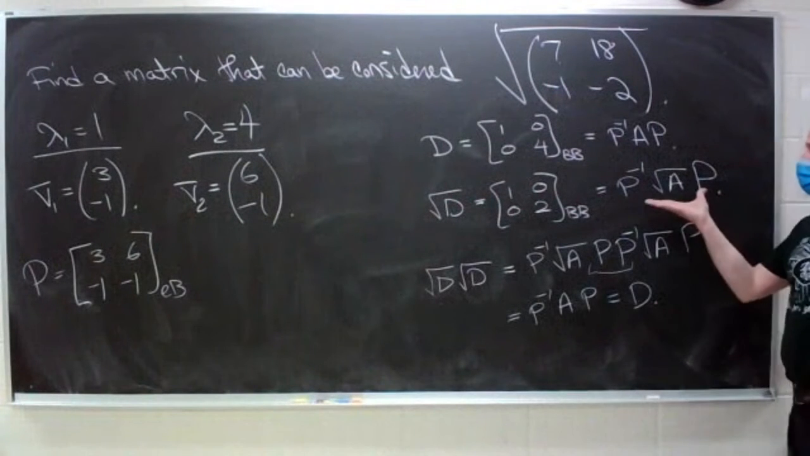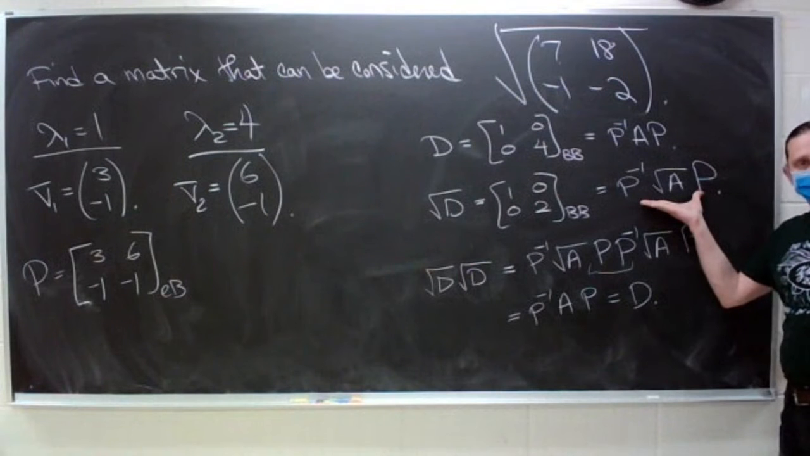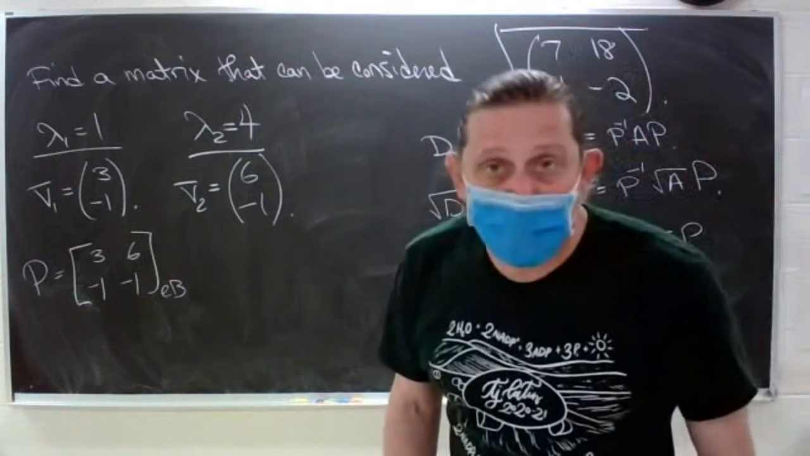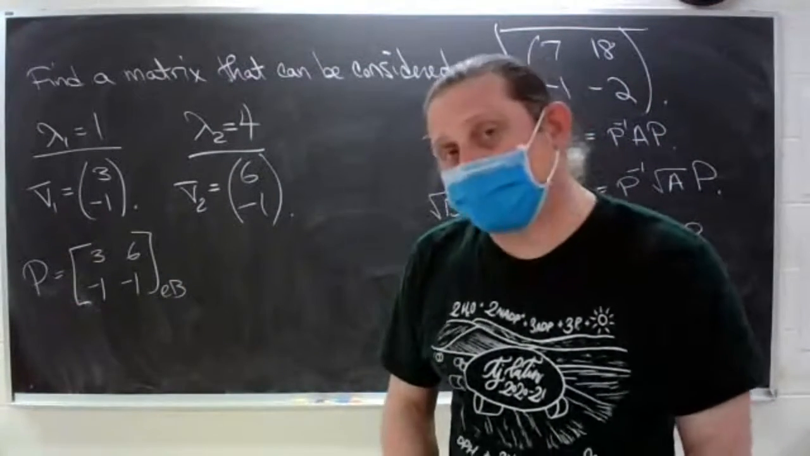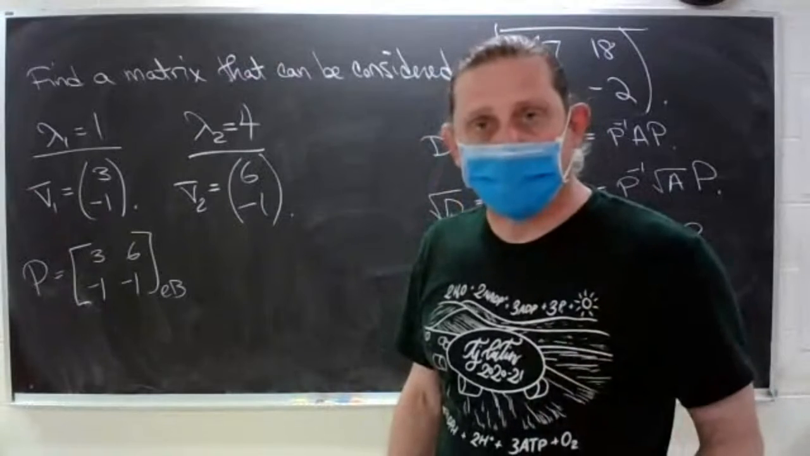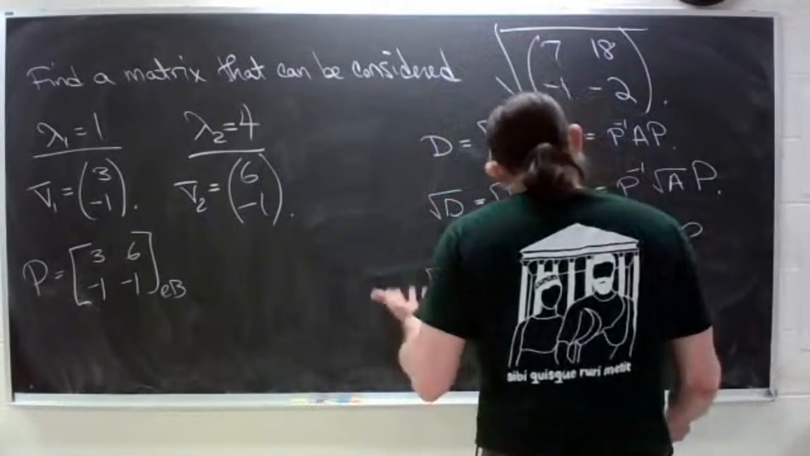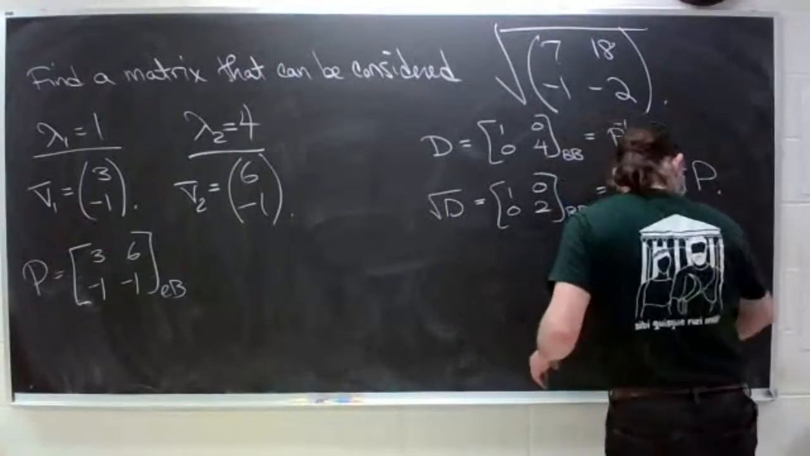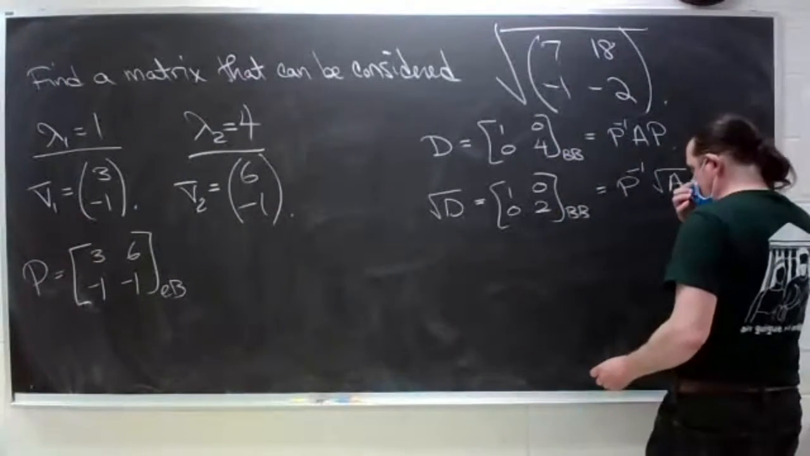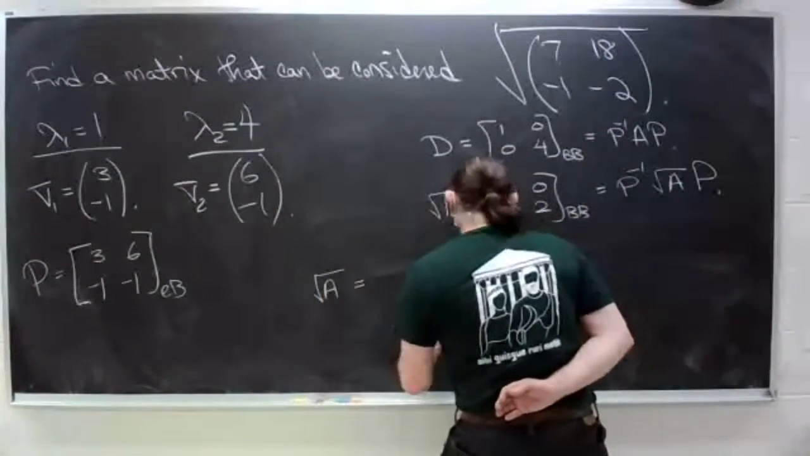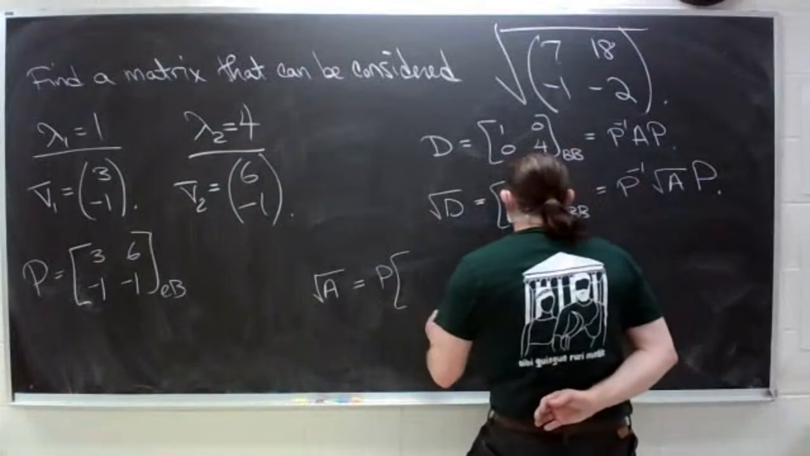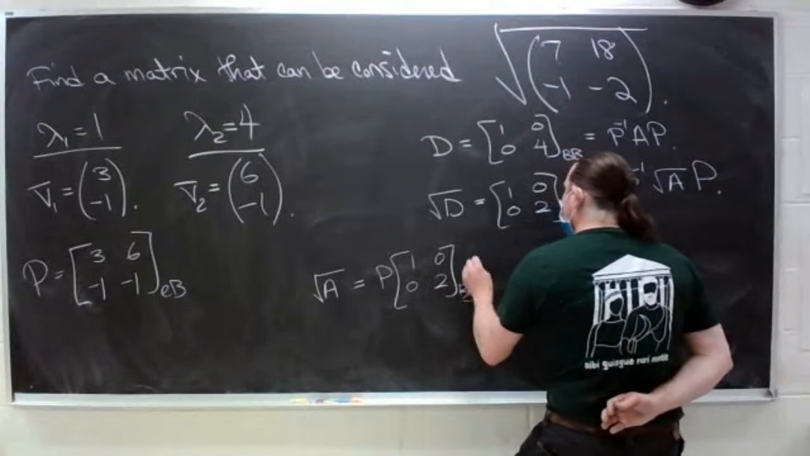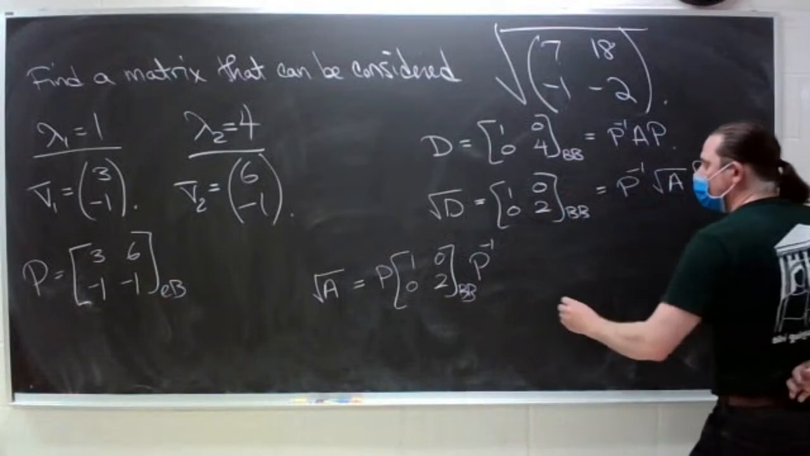But philosophically, it's because the purpose of these change of basis matrices was literally to change the basis. Okay, they're not associated with the operations that we're doing on the matrix. At any rate, this immediately gives us an expression for the square root of A. It's going to be P square root of D P inverse.